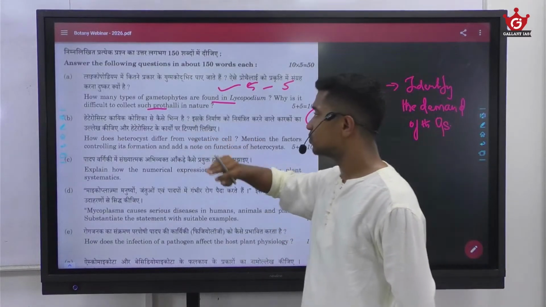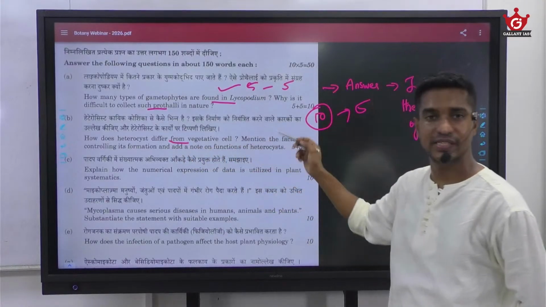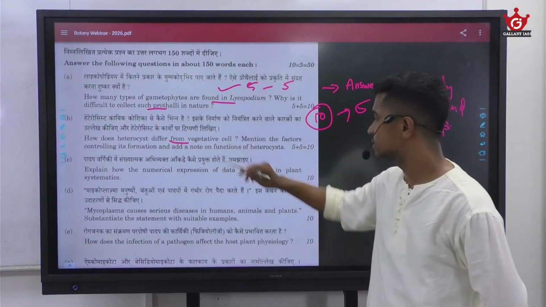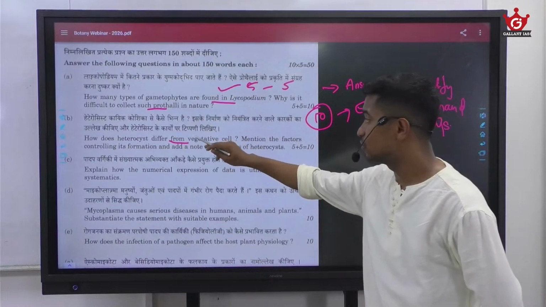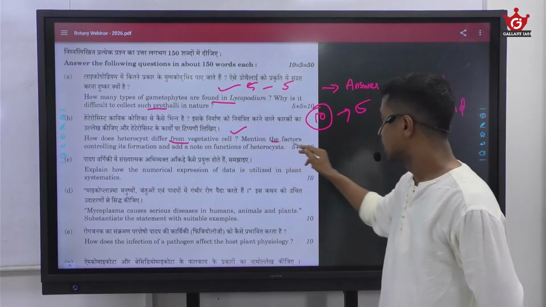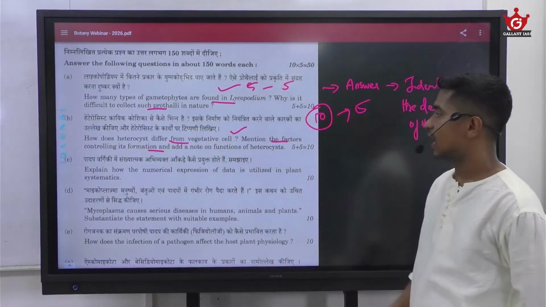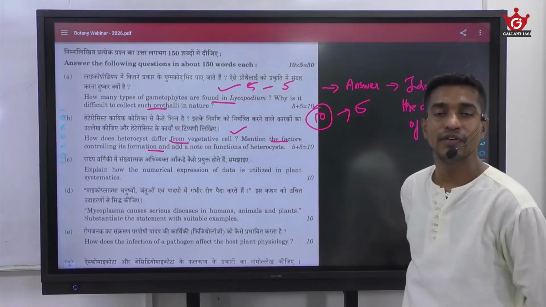in your optional paper as well as in your GS paper. Okay, so look at the second question here also. How does heterosis differ from vegetative cell? Okay, this second question is, how does heterosis cell differ from vegetative cell? Mention the factors controlling its formation and add a note on the functions of heterosis.